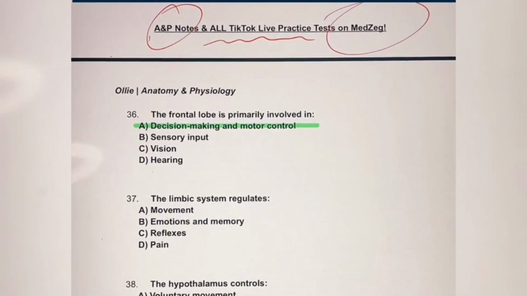The answer is A. It's our decision-making and our motor control. Again, our frontal lobe has more of our executive functions, personality, voluntary movement. Again, that's mainly your prefrontal cortex and decision-making and your motor areas.